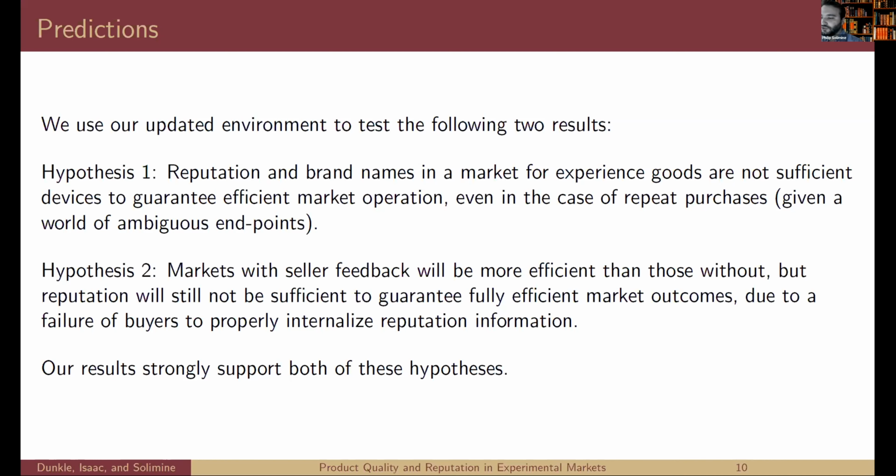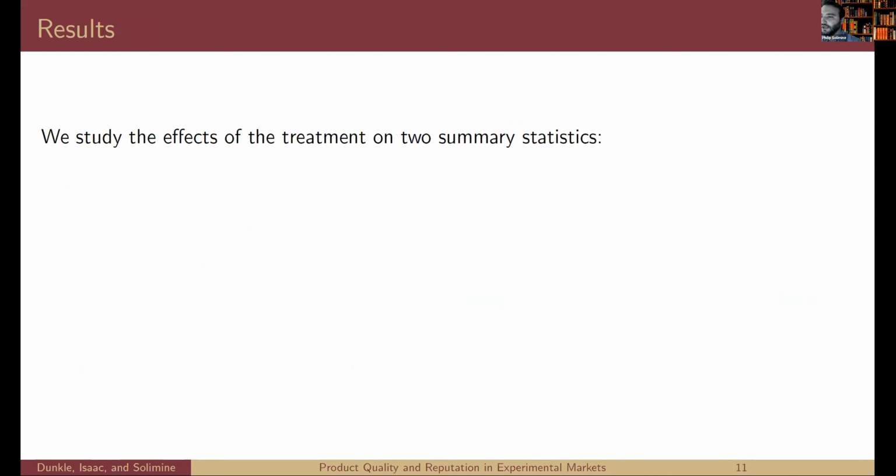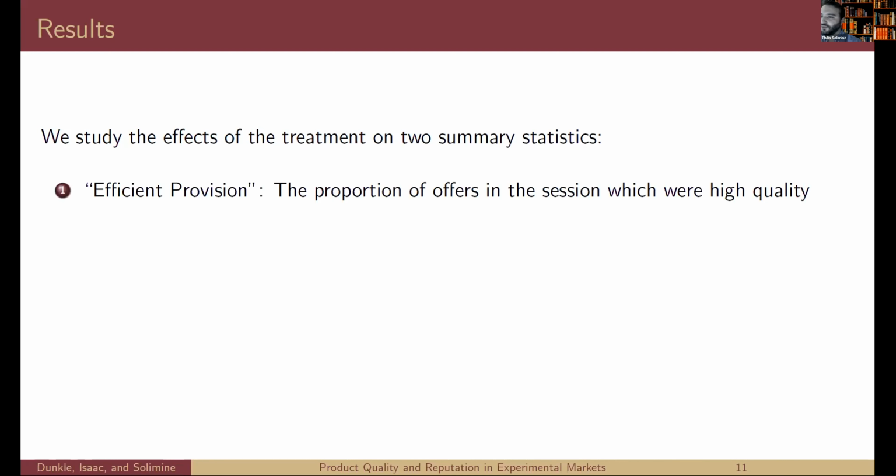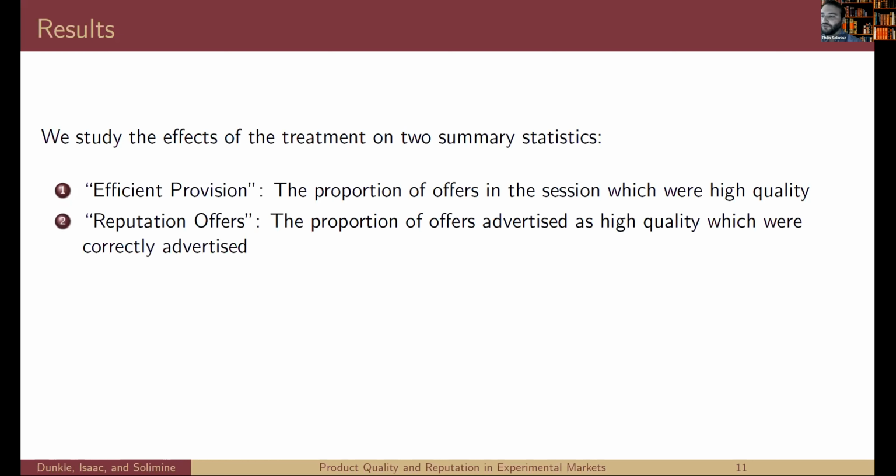And our results will strongly support both of these hypotheses. In looking at the results of these sessions, we will look at the effects on two summary statistics: efficient provision, which is the proportion of offers in the session which were actually high quality, and reputation offers, which is the proportion of offers advertised as high quality which were correctly advertised as high quality. So these are truthfully advertised high quality offers, whether or not they sold.